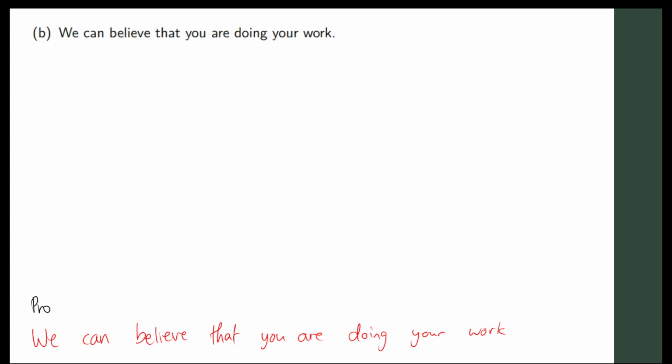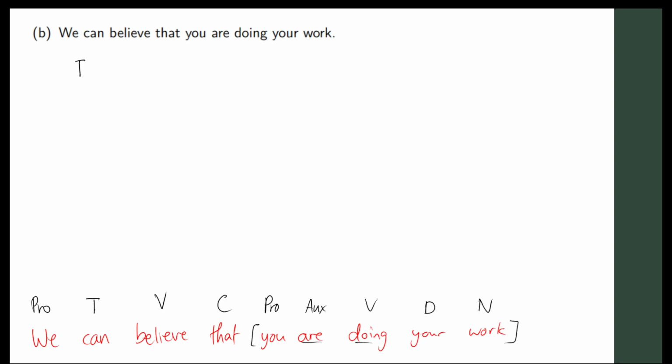We is a pronoun, can is a modal, so that's going to go under T. Believe is a verb. That is introducing a new sentence, you are doing your work. So this will be a complementizer. You is a pronoun. And then we have are doing. So are is an auxiliary that's supporting the main verb doing. And then we have your work. Work is a noun, and your is acting as the determiner for that noun.